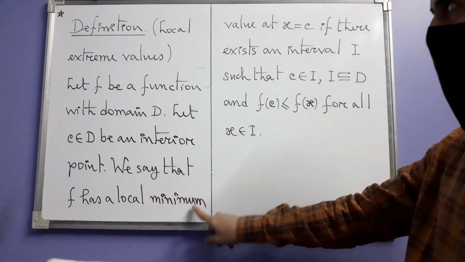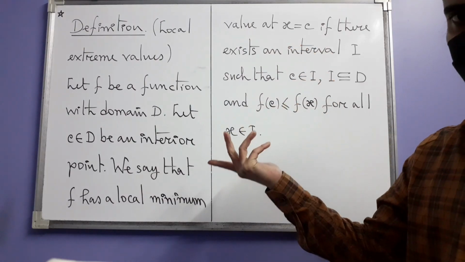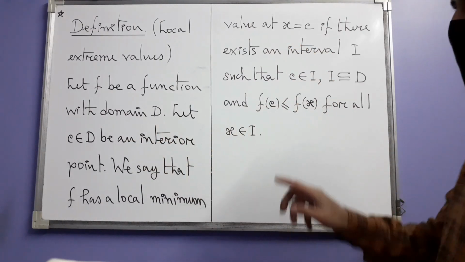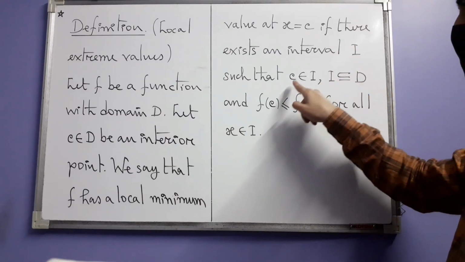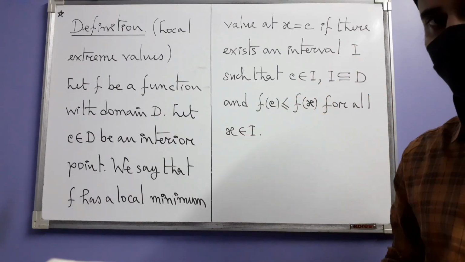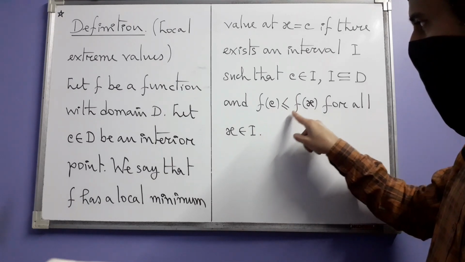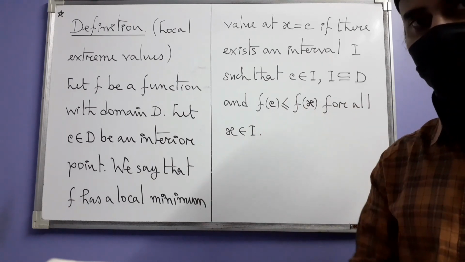F has a local minimum value at x equal to C. Again, same setup. C is an interior point of D if there exists again an interval I such that C is in I is inside D, and this time f of C is less than or equal to f of x for all x belonging to I.